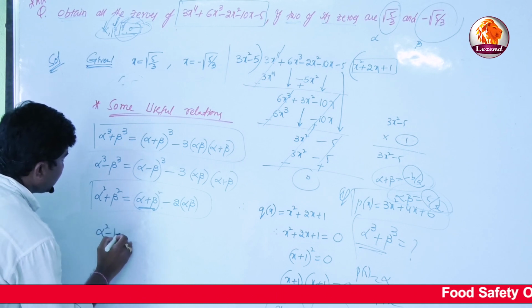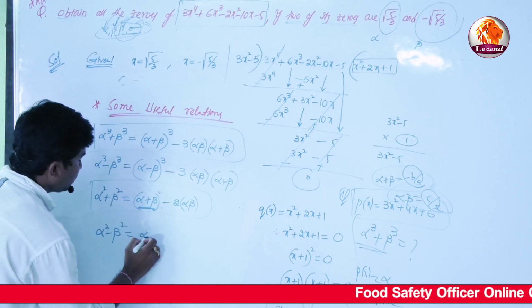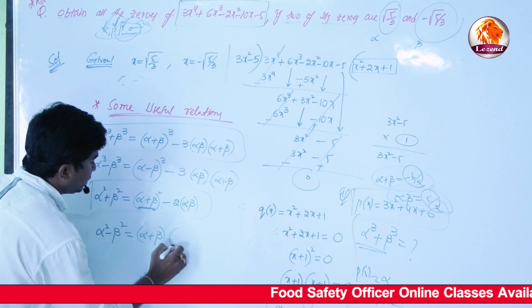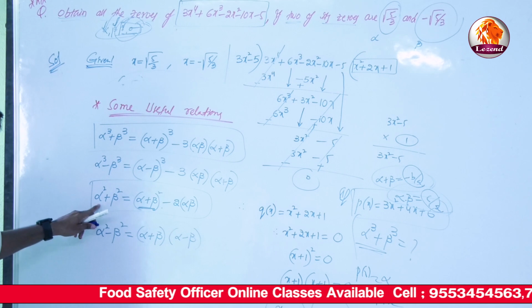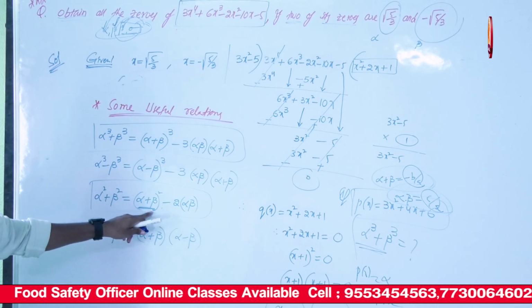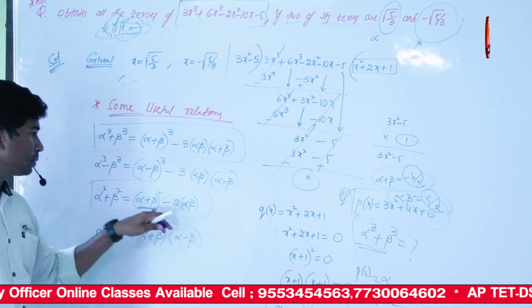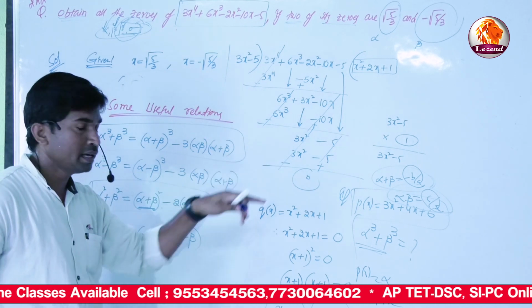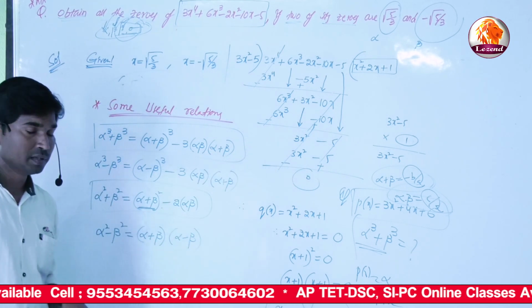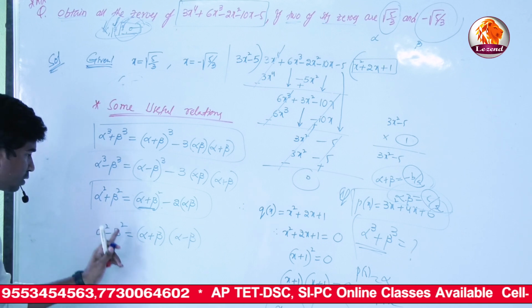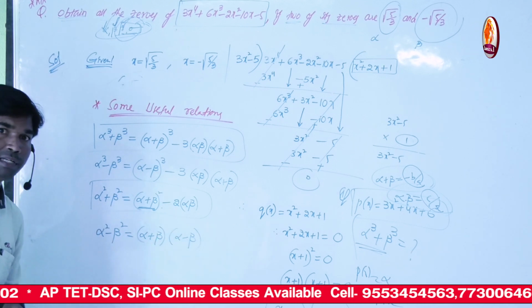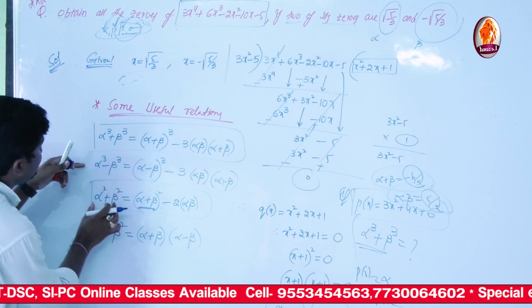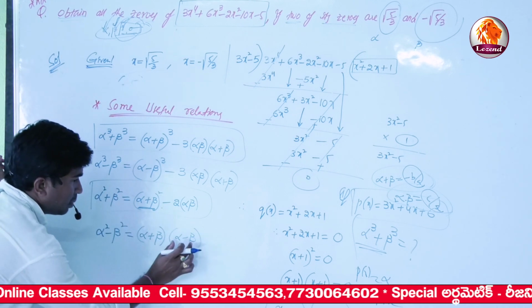Next, alpha square minus beta square is equal to the formula we know, alpha plus beta into alpha minus beta. Alpha square plus beta square is equal to alpha plus beta whole square minus 2 into alpha beta, because alpha plus beta value is minus b by a and alpha beta value is c by a. Alpha square minus beta square is equal to the formula a plus b into a minus b, means alpha plus beta into alpha minus beta.